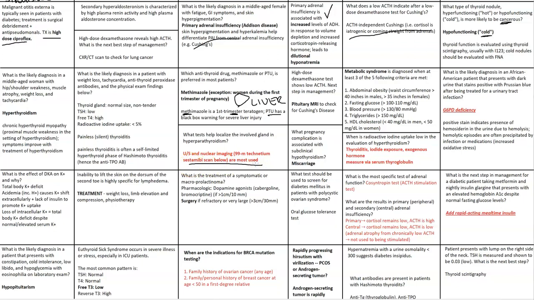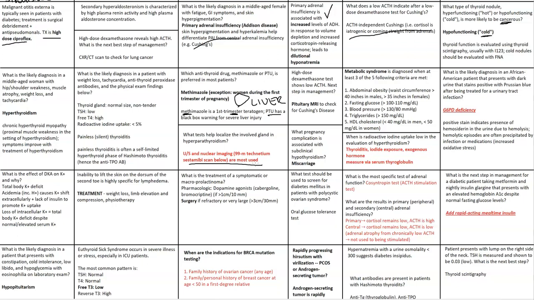What do you do when a person has a high-dose dexamethasone test which shows low ACTH? The next step in management is going to be pituitary MRI to check for Cushing's disease. What pregnancy complication is associated with subclinical hypothyroidism? That would be miscarriage.